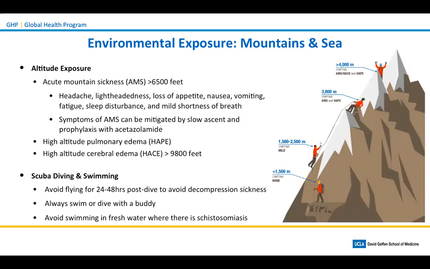Next, we'll move to the mountains and the sea. In terms of altitude exposure, acute mountain sickness, or AMS, can occur at around 6,500 feet, and symptoms include headaches, lightheadedness, loss of appetite, nausea, vomiting, fatigue, sleep disturbances, and mild shortness of breath. These symptoms can be mitigated by a slow ascent and by using prophylaxis with acetazolamide. Other things that can occur with altitude exposure include high altitude pulmonary edema and high altitude cerebral edema. These tend to occur at close to 10,000 feet.